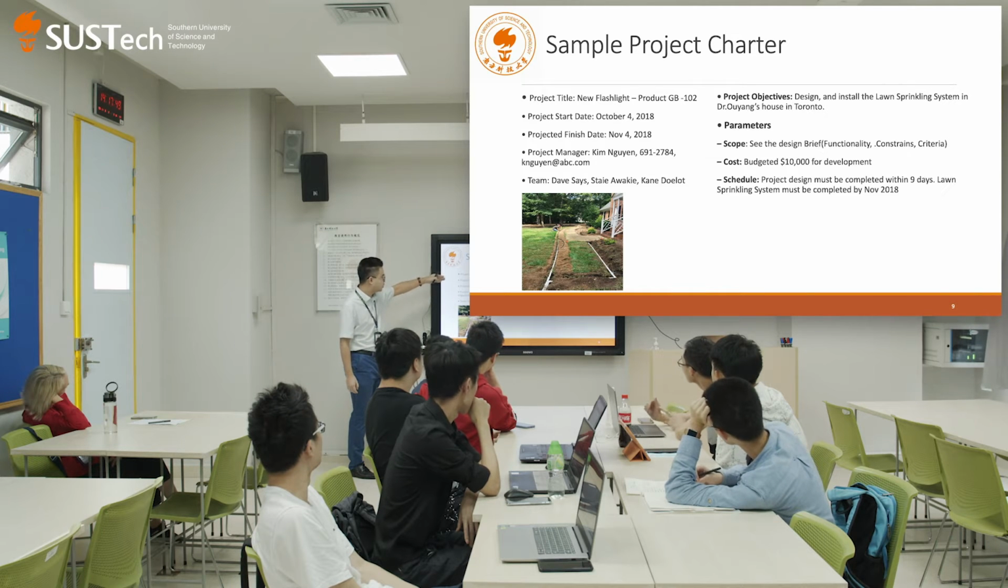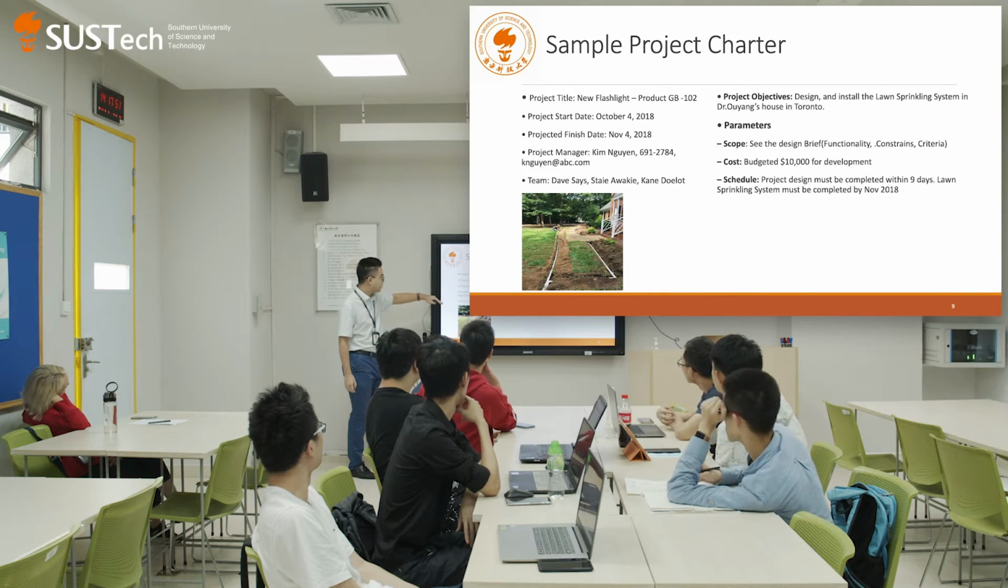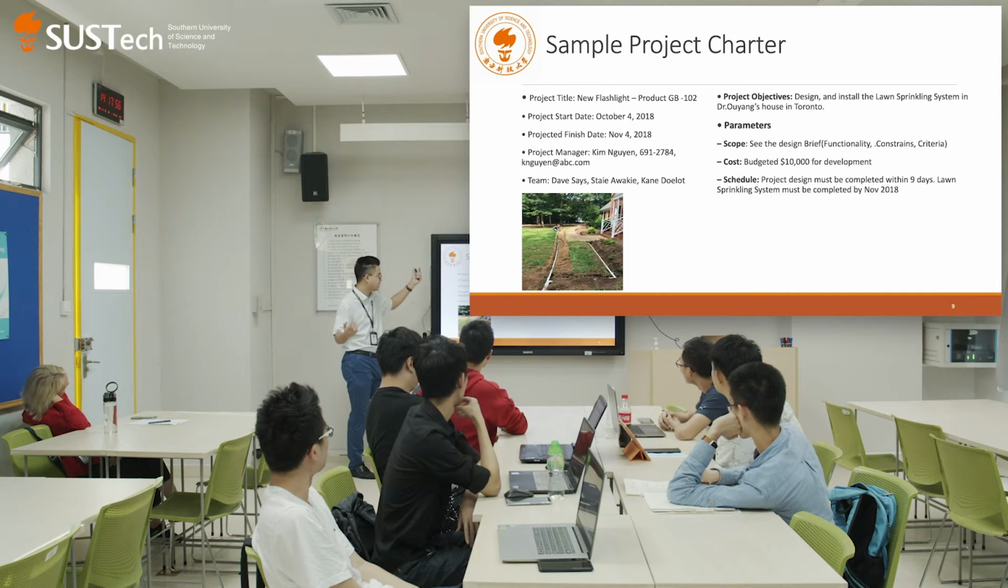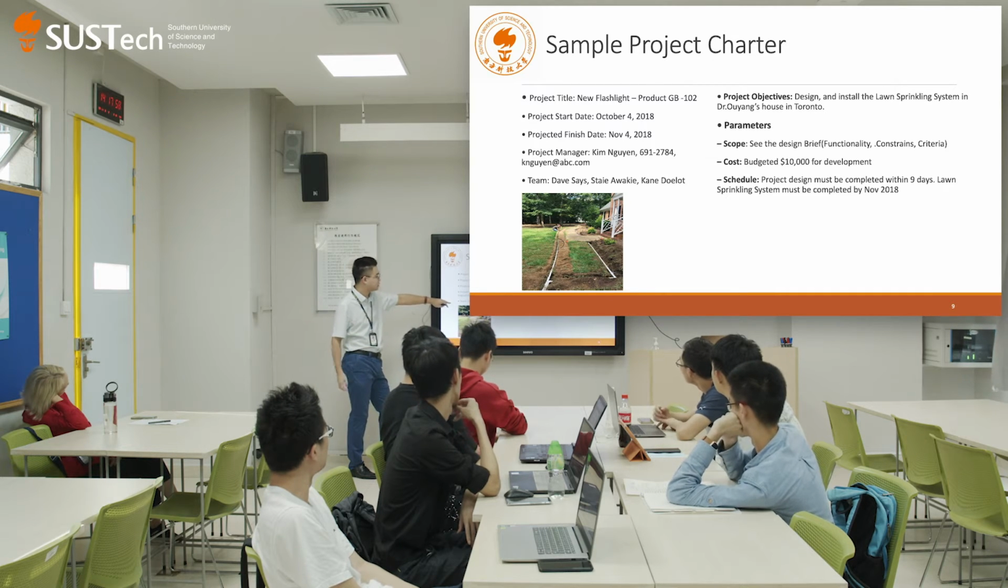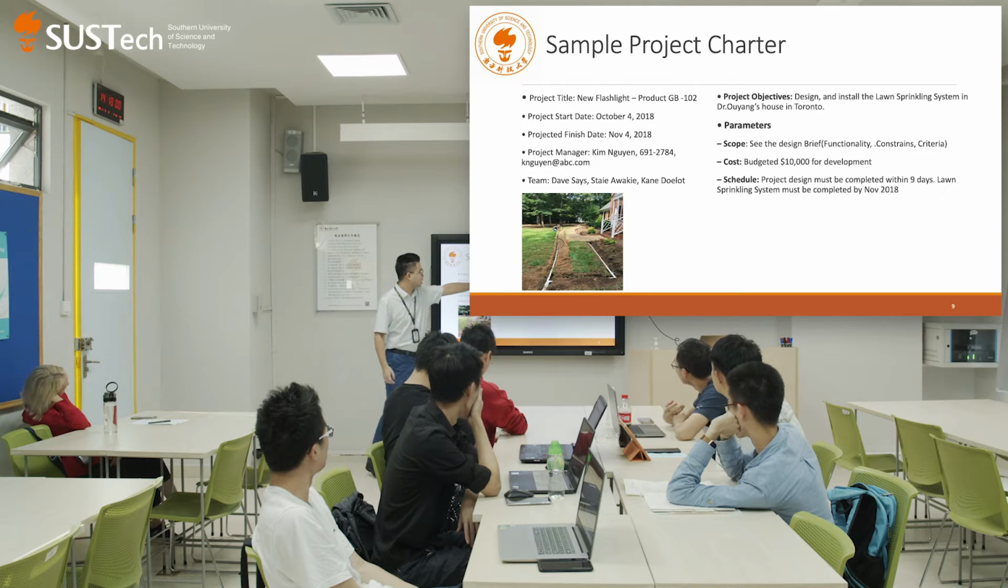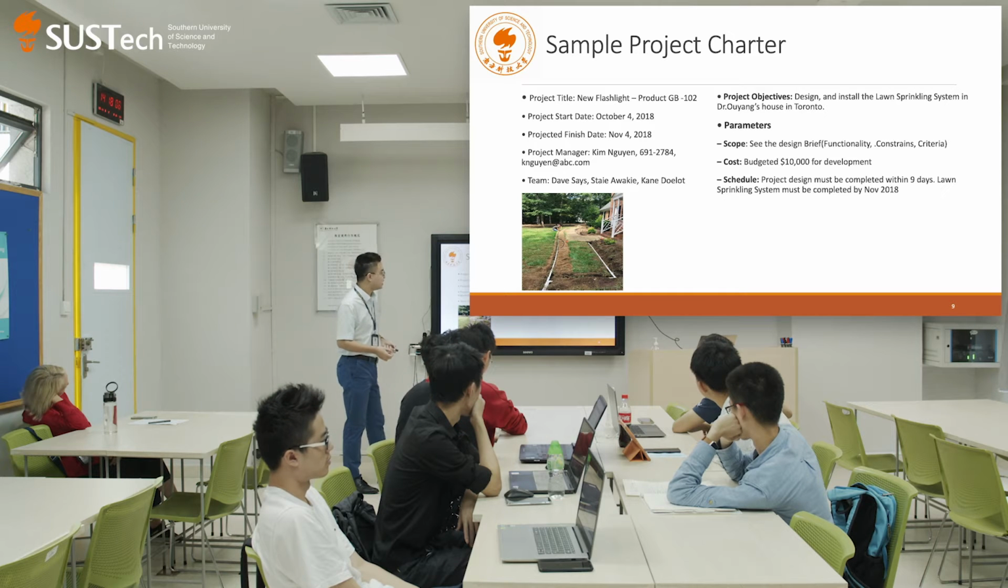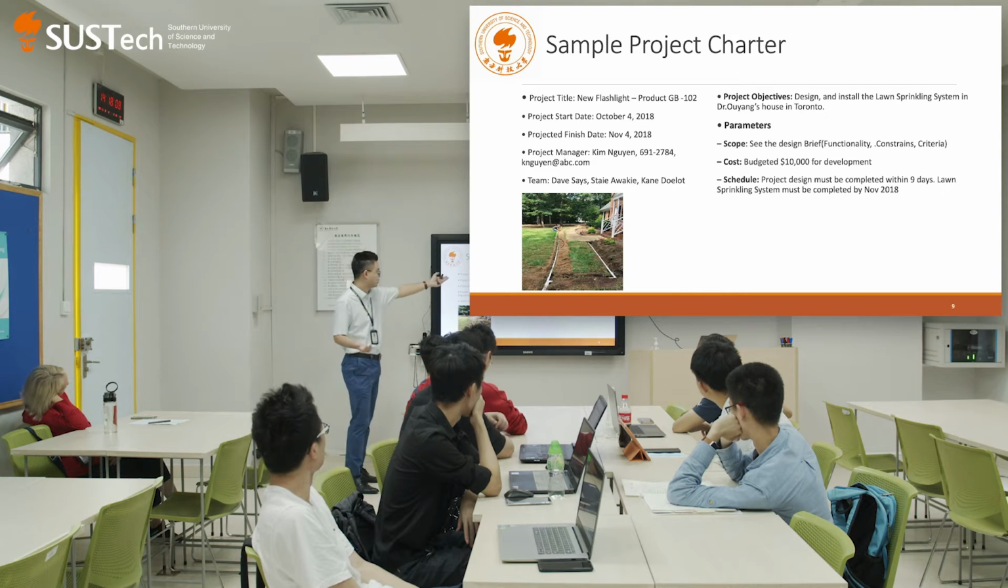The project title, start and end date, and a project manager, who will be the project manager to lead this project, right? And team member information. And most important, the project objective, right? The objective for this project is to design and install the sprinkling system in Dr. Obiang's house in Toronto, right?